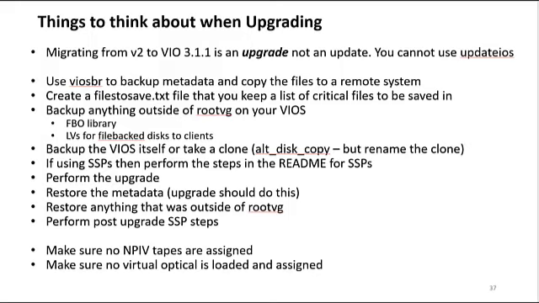I already talked about most of the things in this slide, but one of the things that I do is create a file called filestosave.txt in /home/padmin. In that is a list of critical files that I want to have saved. What that does is copy those files across to a backup directory in /home/padmin on the new clone. Reality is I could just wake up the old system and copy them myself, but this does it for me, and I know that they're going to be saved.